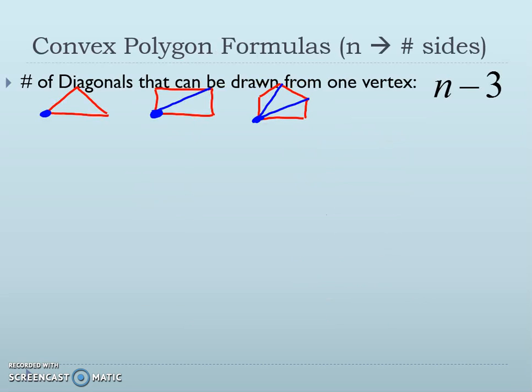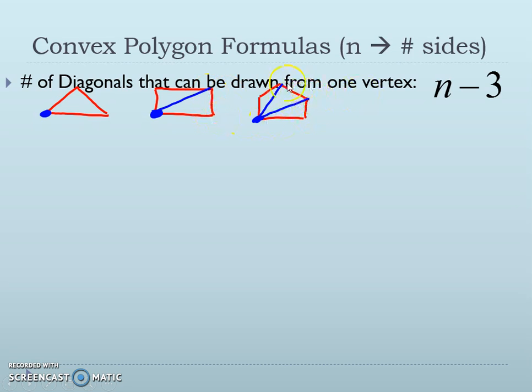So there are some formulas that we need to know for convex polygons. If you want to find the number of diagonals that can be drawn from one vertex in each polygon, you can use n minus 3. This is the formula for the number of diagonals. n represents the number of sides. So if you have a triangle, plug in 3, n is the number of sides, so 3 minus 3 is 0. There's no diagonal here. But if I do a quadrilateral, put 4 into n minus 3, there's 1 diagonal.